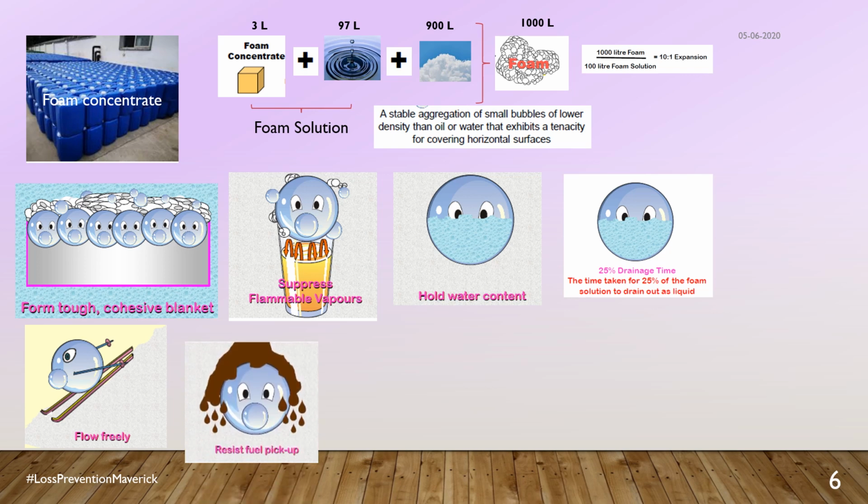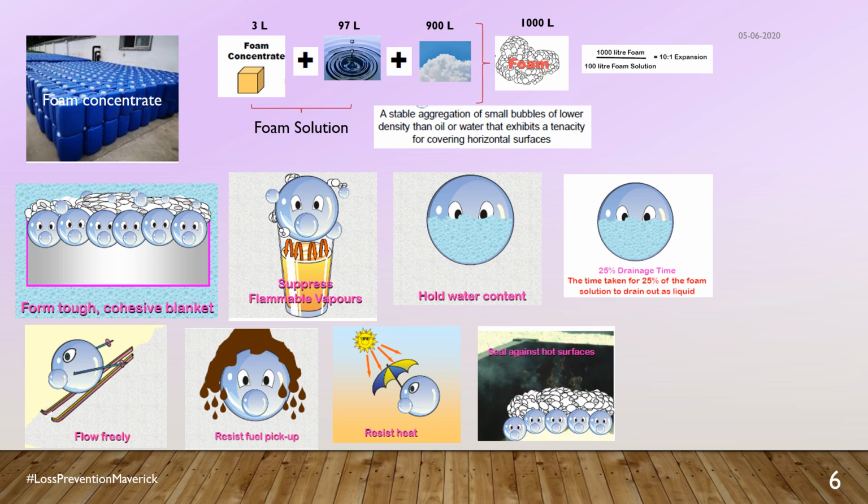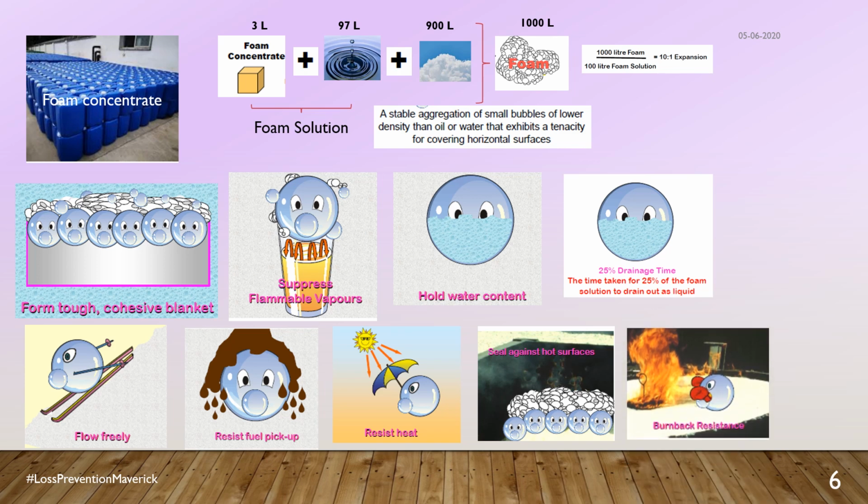It has to flow freely, and while flowing it should be resistant to picking up the flammable fluid. It should be heat resistant, and it should be able to sneak and form a seal not only on the fluid surface but also onto hot metal surfaces. And then it should have good burn back resistance.